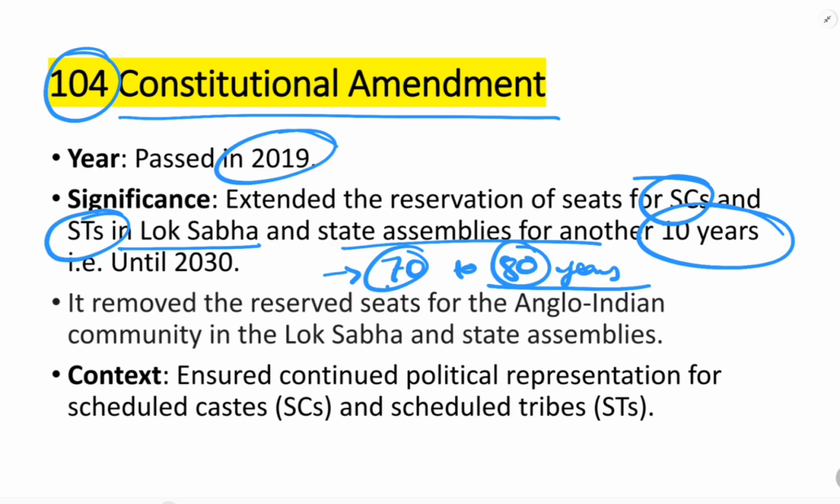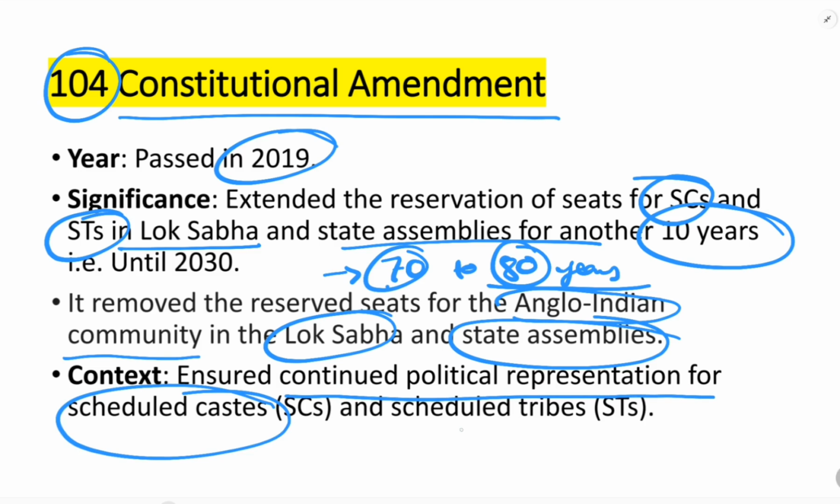One more important thing here: through this amendment, the reserved seats for the Anglo-Indian community in the Lok Sabha and the state assemblies have been removed. Earlier, the Anglo-Indian community had 2 reserved seats. Through this amendment, that has been removed. It ensured the continued political representation for the scheduled castes and the scheduled tribes. In this, you should remember 2 things. One is, the reservation has been extended to the SCs and STs in the Lok Sabha for another 10 years, that is from 70 to 80 years. And the second thing is, the Anglo-Indian reserved seat is removed.